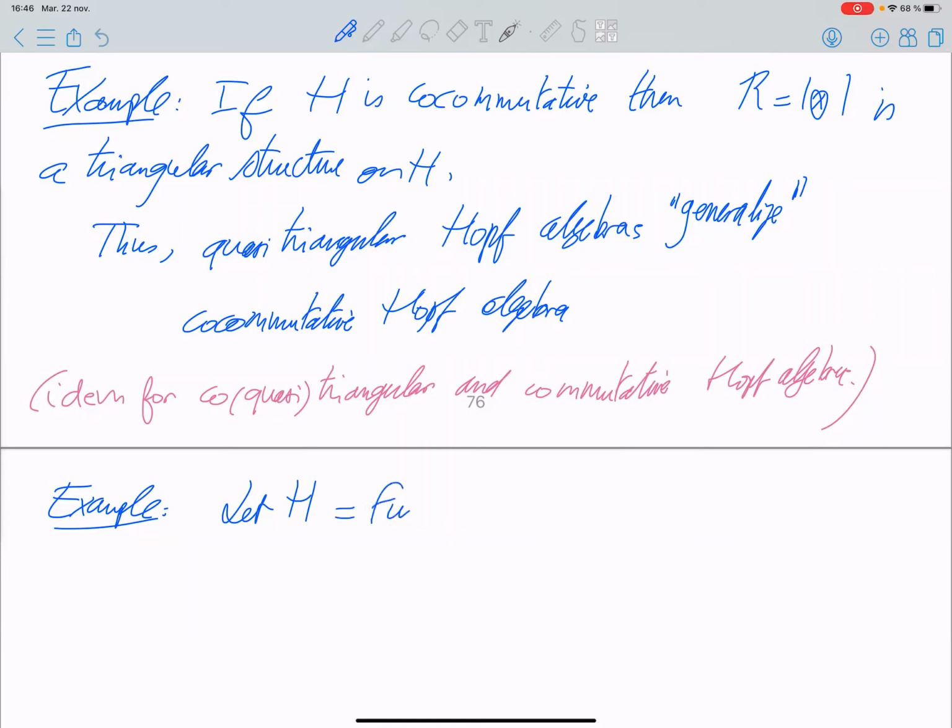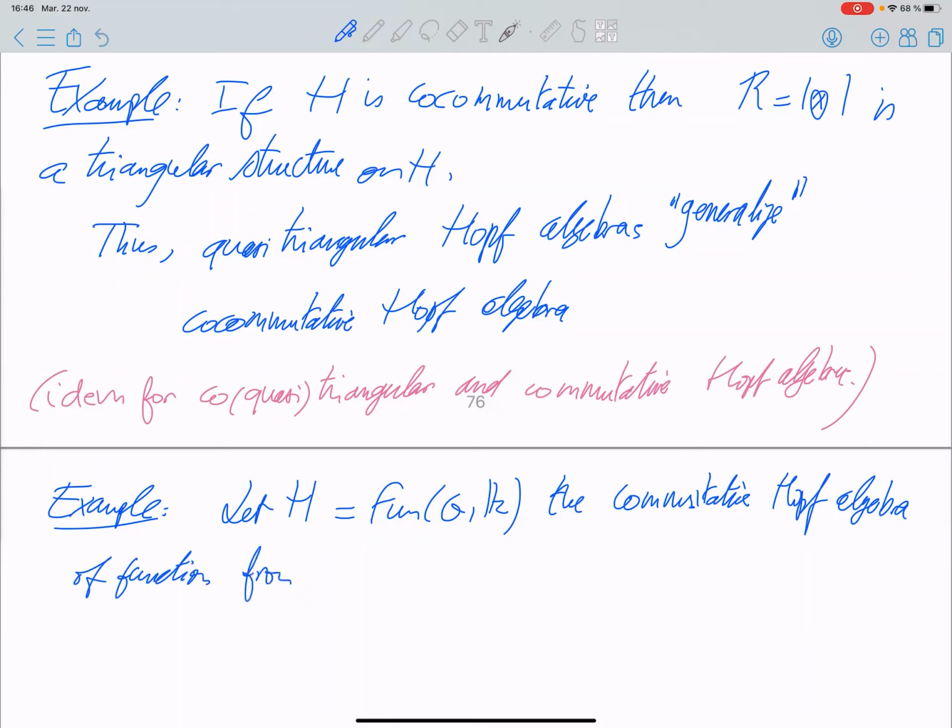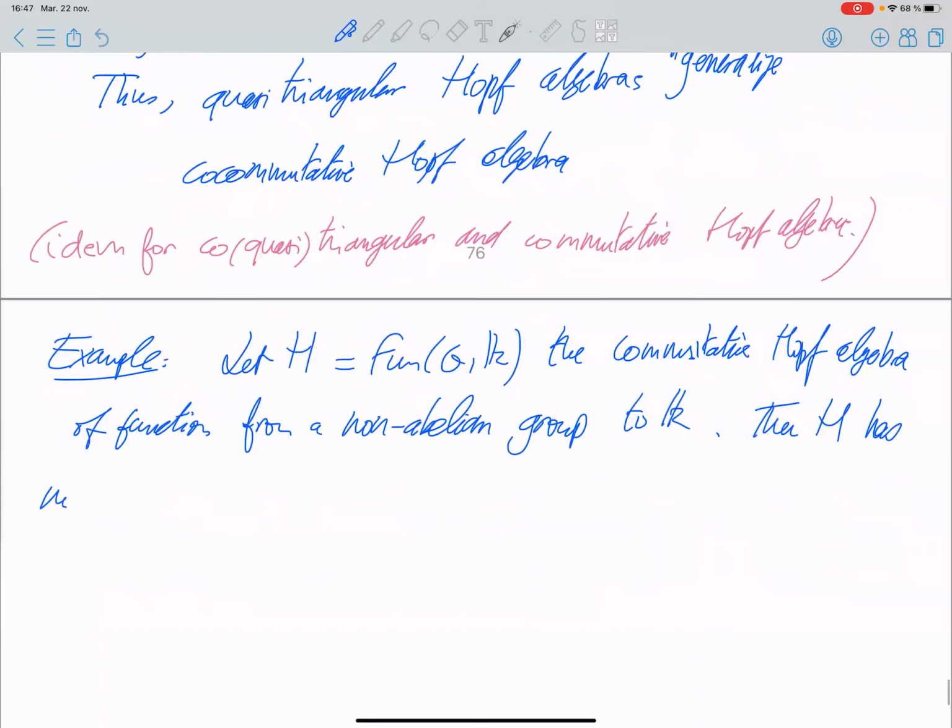So let H equal the commutative Hopf algebra of functions from a non-abelian group. In fact, non-commutative and non-abelian are exactly synonymous. So from a non-abelian group G to a field K. Then H has no quasi-triangular structure for a trivial reason.